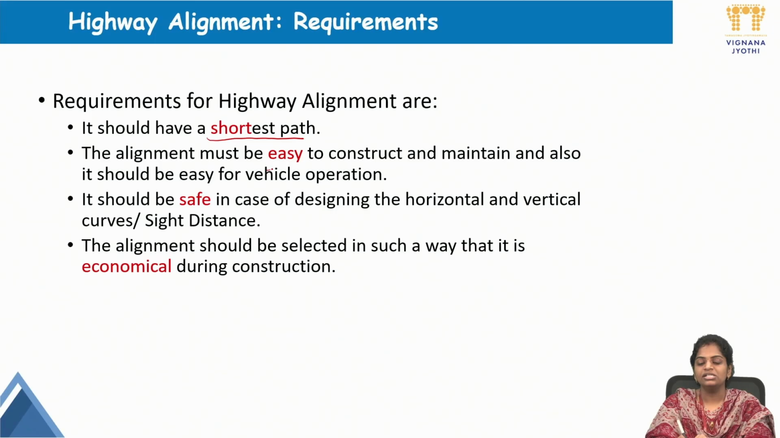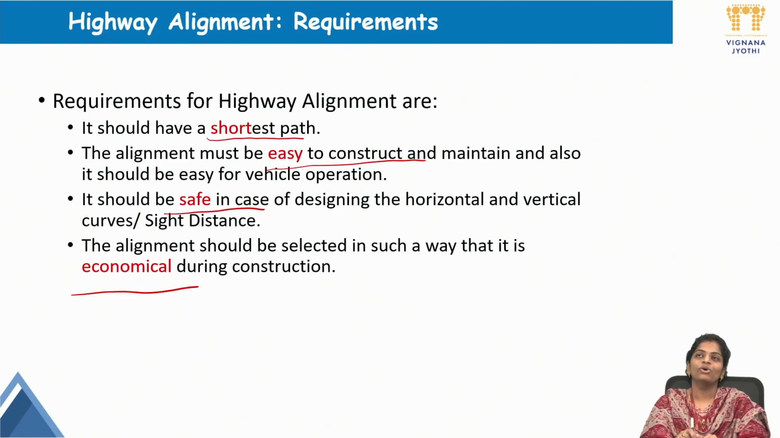The alignment must be easy to construct, and maintain also, easy to construct, and it should be safe as we have discussed, and it should be economical. These are the 4 important requirements for any construction of road or any building. For any construction of road, it should have shortest path. It should be easy to construct, and it should be safe in case of designing horizontal and vertical curves, and it should be economical during construction. The money matter also is important.